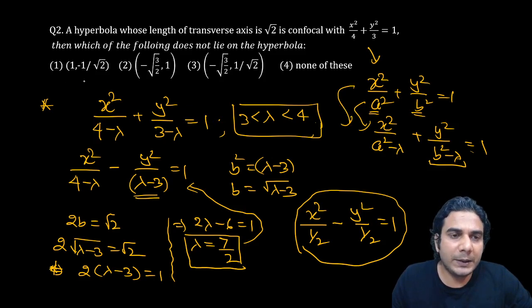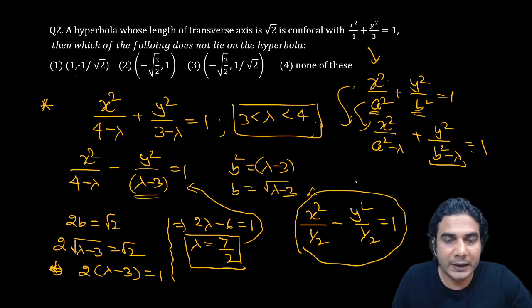Now you just keep checking the points. If you take 1 comma 1 by root 2, putting x equal to 1, the first term will be 2, and putting y equal to 1 by root 2, the second term will be 1. So 2 minus 1 is 1, so the first satisfies. But you need to find a point which does not satisfy. If you put 3 by 2 comma 1, the first term will become 3 and the second term will become 2. So this also satisfies.